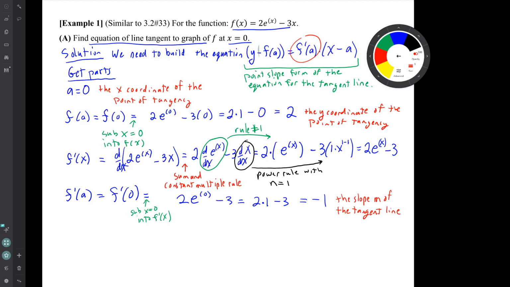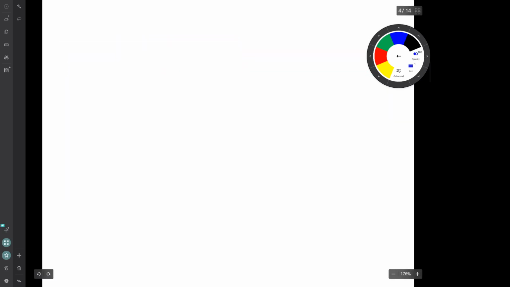So we've now got all three of the parts that we need to build this equation. We have our a, we have our f of a, we have our f prime of a. The next thing to do is to substitute those parts into the tangent line equation. We'll do that on the next page.